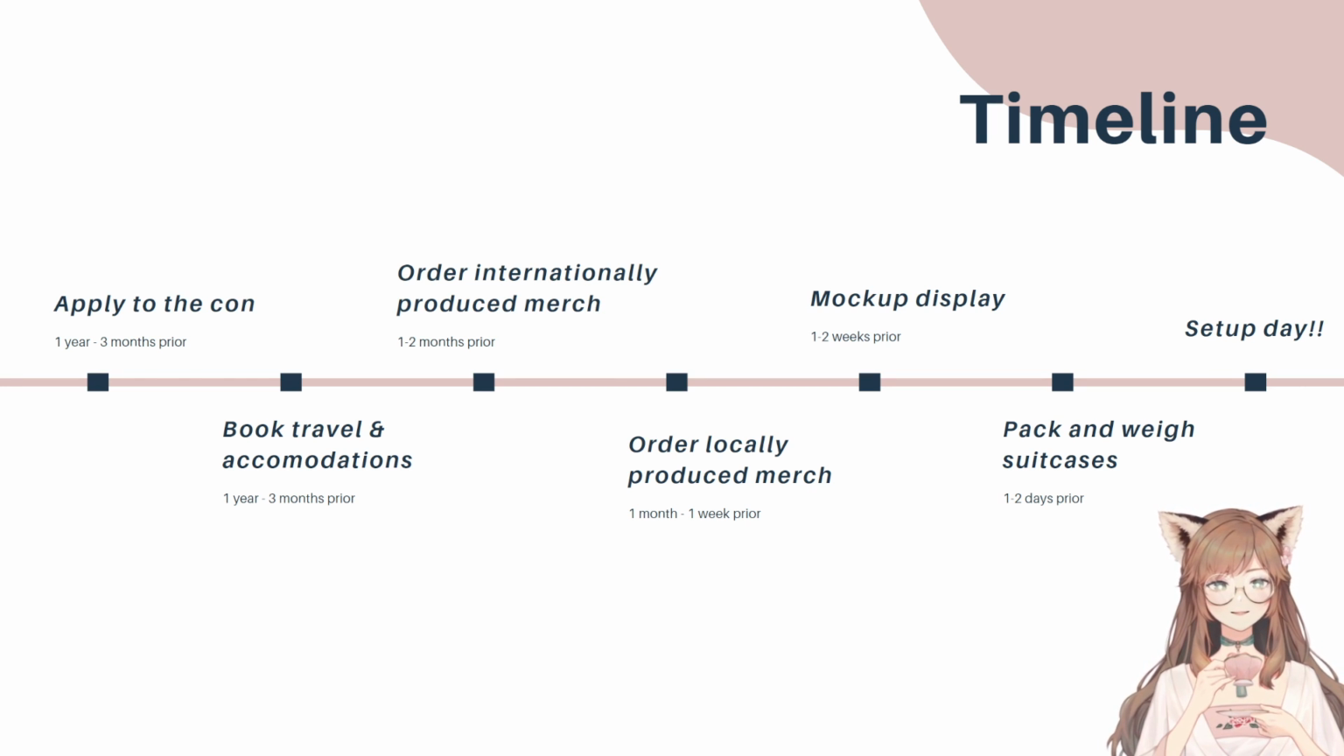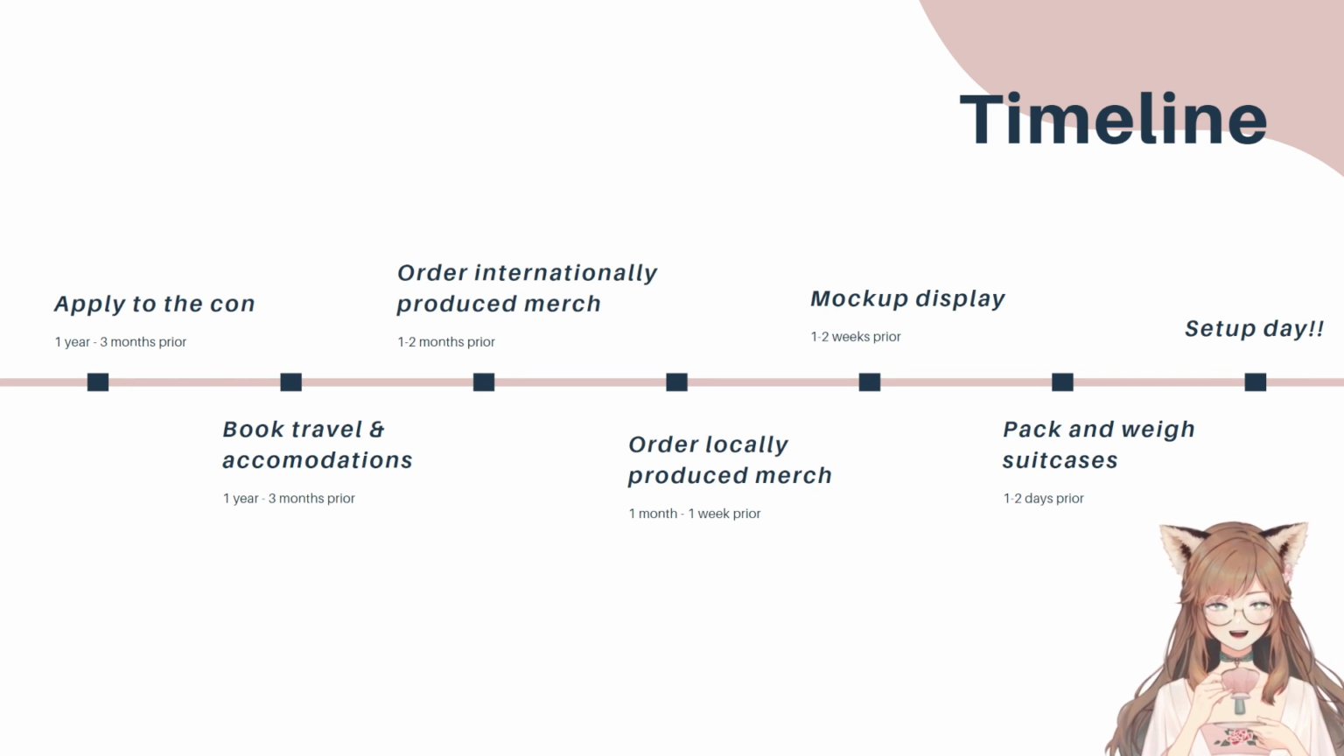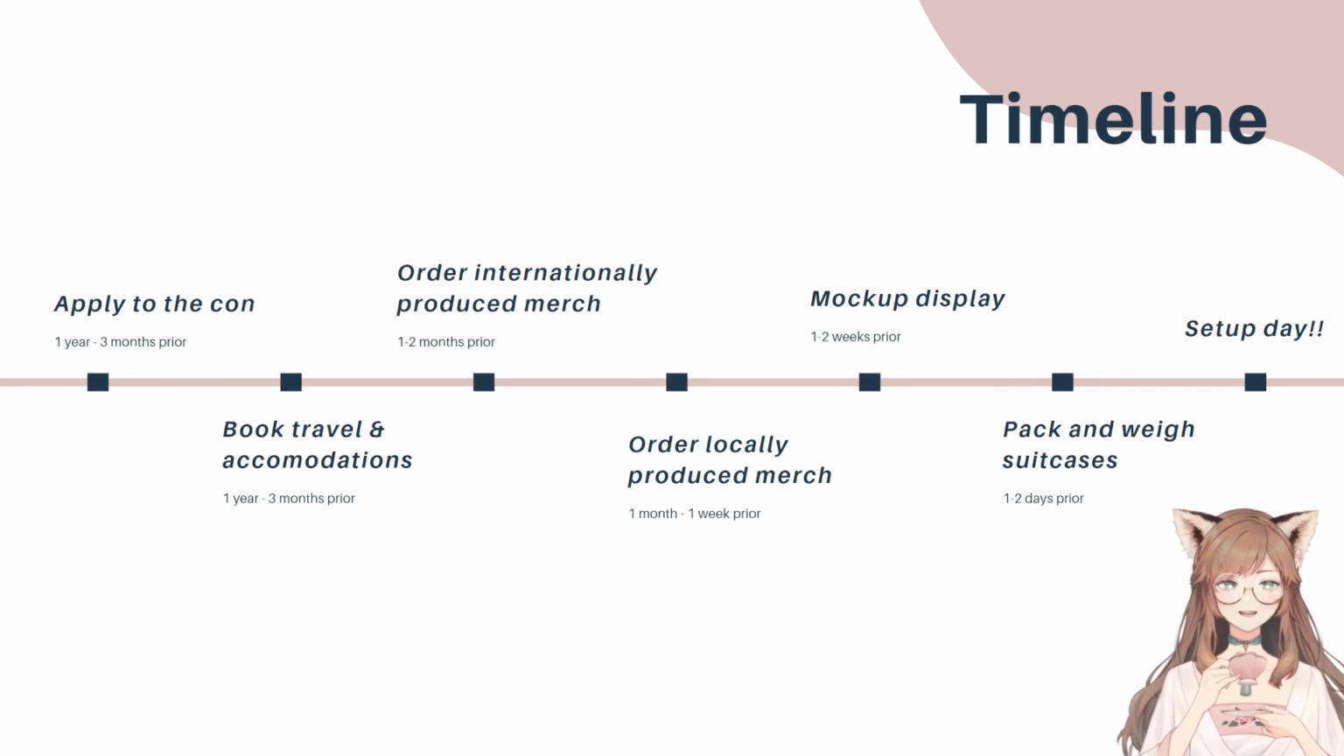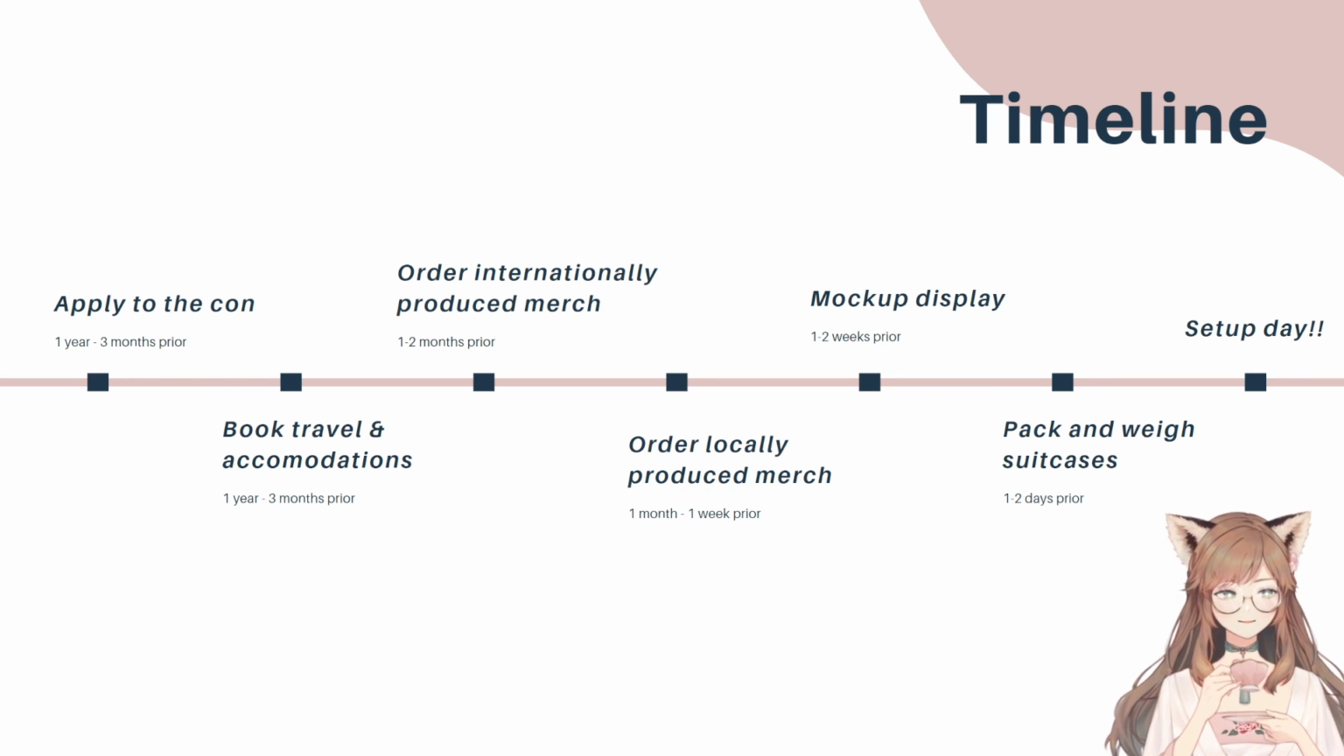Whereas SunnyCon, which is the last convention I went to, has applications almost 1 year before the convention. So actually, I applied for next year's SunnyCon yesterday, and the convention is next July. So it will depend on the convention, but applying is the earliest thing you will do, because you have to know if you got accepted before you can prepare anything else, really.